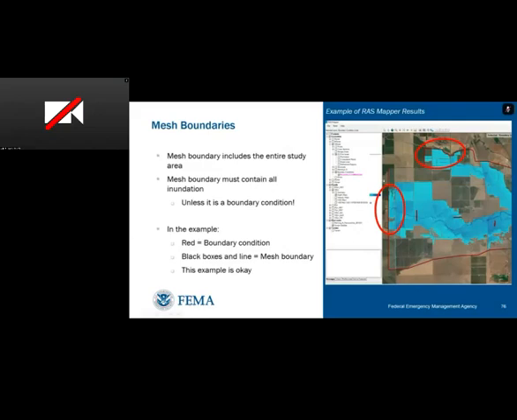So in the example we see here, the red lines are those boundary conditions we just talked about. And because the flow is ponding against this, there's a boundary condition line, this flow is allowed to leave the system. So we are happy with how this looks. However, if we saw some of this flow ponding against this mesh boundary, there is no red boundary condition line. So flow would not be able to leave the system. It would essentially crash against that edge and pond, creating a falsely increased water surface elevation and depth.